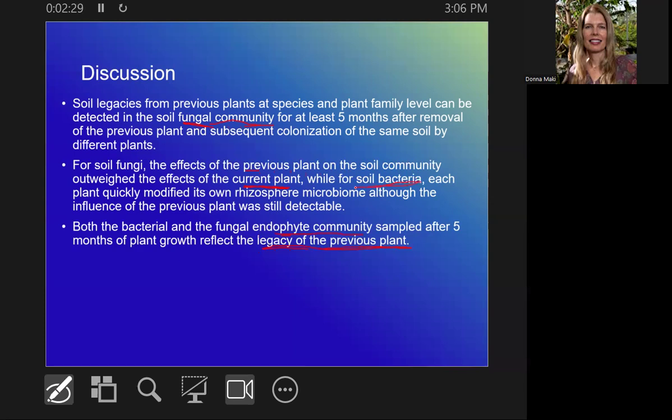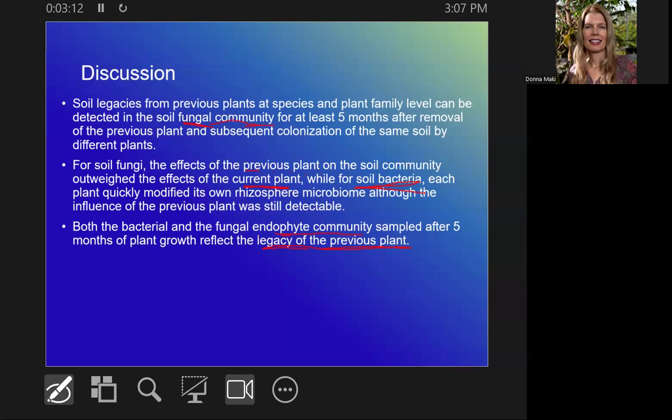Soil bacteria was a little different. Soil bacteria, the plant that got planted into the conditioned soil seemed to really modify the bacterial composition, and so the legacy wasn't as strong when you looked at the bacteria in the soil. And so it seems like the fungi stick around longer. They're really impacted from those 12 months of growing with the previous plant. When you pop a new plant in there, the fungi kind of stayed strong, whereas the bacterial community started to shift in response to the current plant. That's one of the points I'm trying to make here.